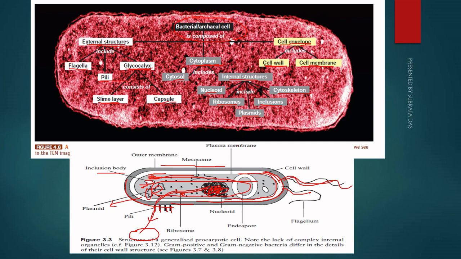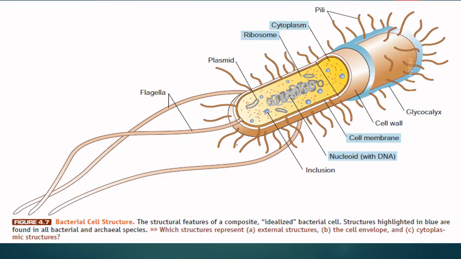So these are all the structures, and now we will see the bacterial cell in detail. These are the pili, which help the bacteria transfer genetic material from one bacterial cell to another. Next is the glycocalyx. This sky-colored thing is the glycocalyx, the sticky portion for attachment. And next is the cell wall.